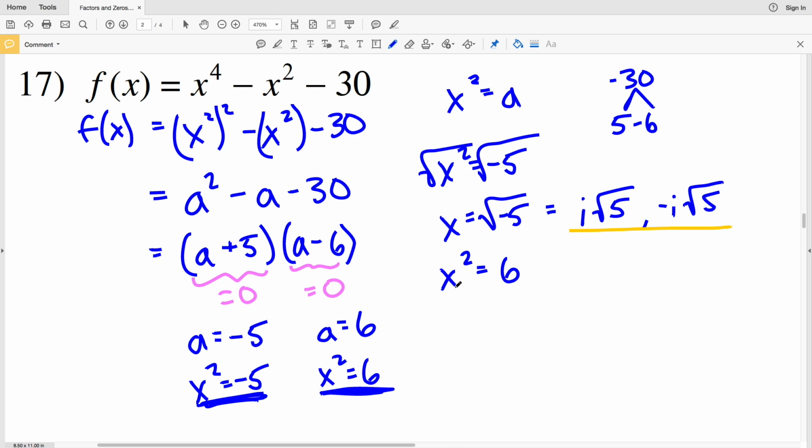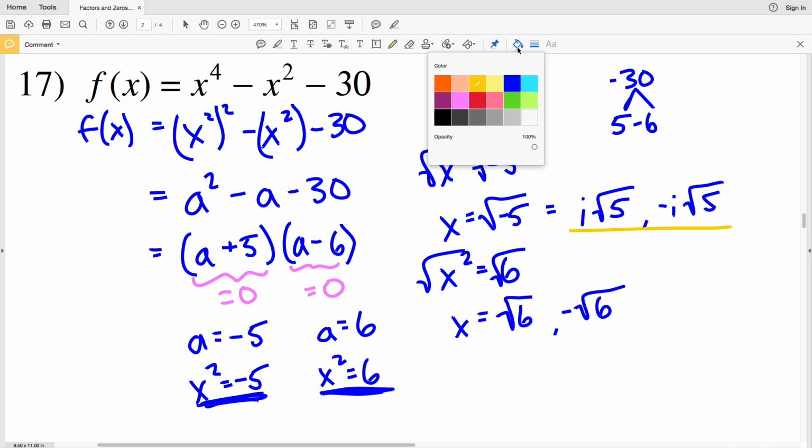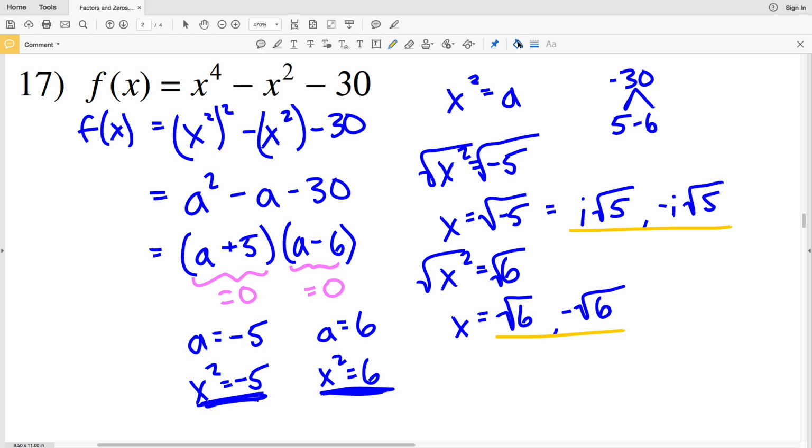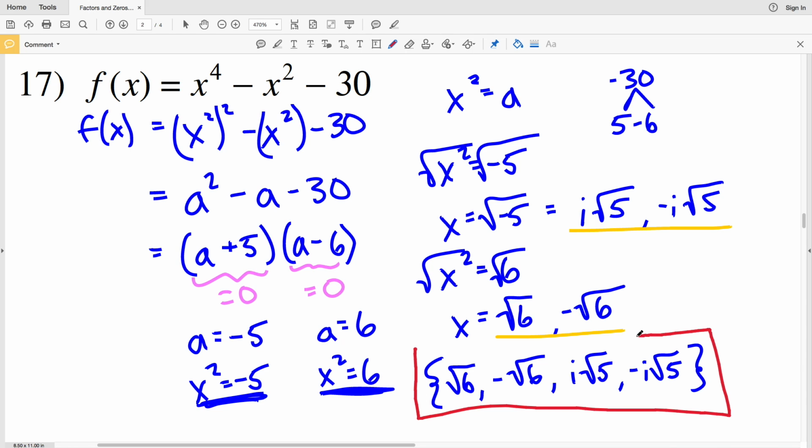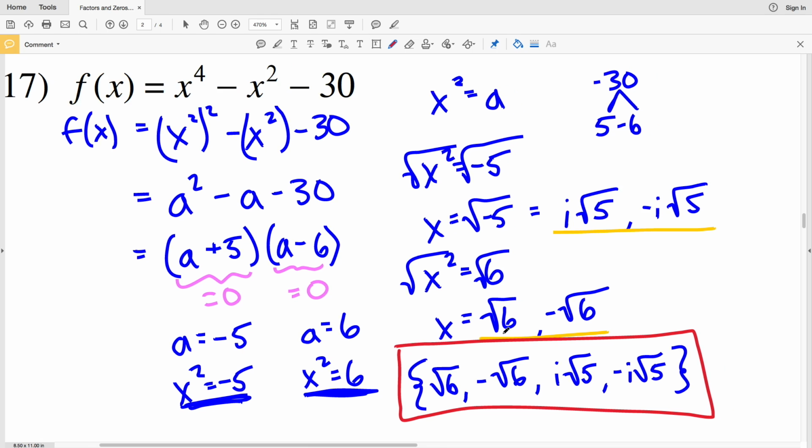With x squared equals 6, I'll take the square root of both sides to get that x is equal to the square root of 6, and x is equal to negative square root of 6, or the opposite of the square root of 6. So then I have two more solutions. In total, the zeros for number 17 are the square root of 6, negative square root of 6, i times the square root of 5, and negative i times the square root of 5. Let's continue on to number 18.